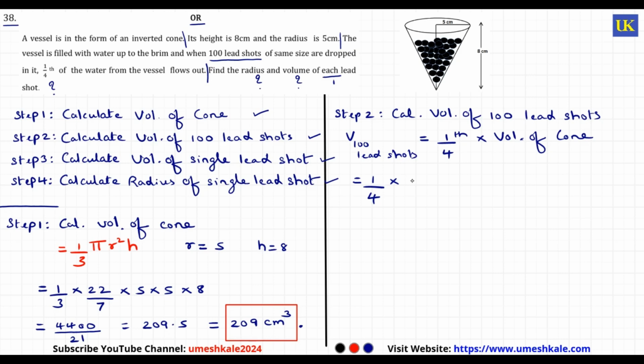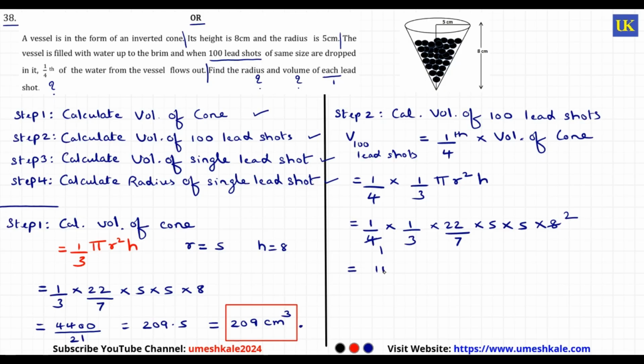Into volume of cone. So volume of cone formula we know it is 1 by 3 pi r square h. So 1 by 4 into 1 by 3 into 22 by 7 into 5 into 5 into 8. So we can cancel here, 4 ones are 4, 4 twos are 8. Now nothing else we can cancel. So we'll multiply the numerator and denominator.